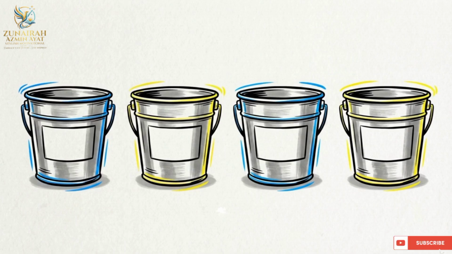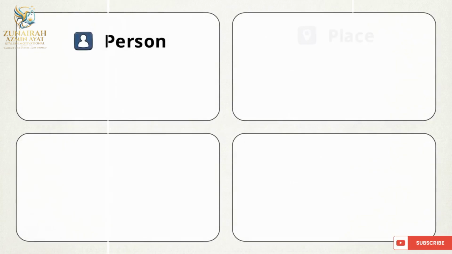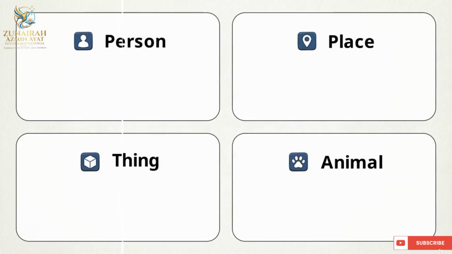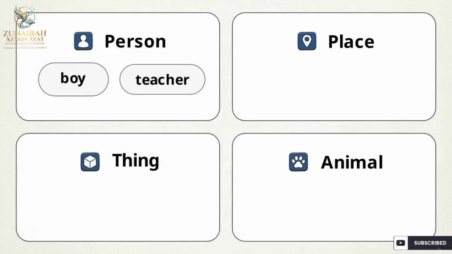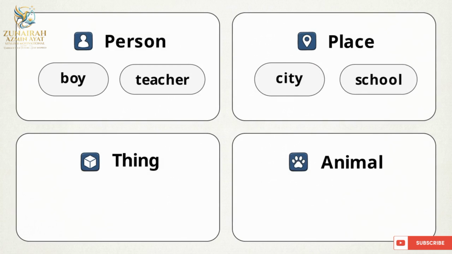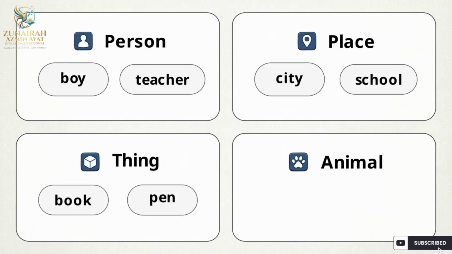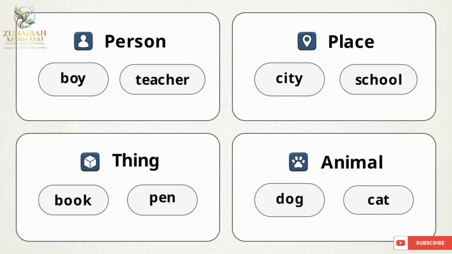Step 1 is categorization. Every common noun must fit into one of 4 broad buckets. We can visualize those buckets like this. The categories are person, place, thing, and animal. If we are talking about a person, words like boy or teacher drop right into this first box. For a place, we use words like city or school. Moving to things, objects like a book or a pen belong here. And finally, animals, like a dog or a cat, fill out the last category.